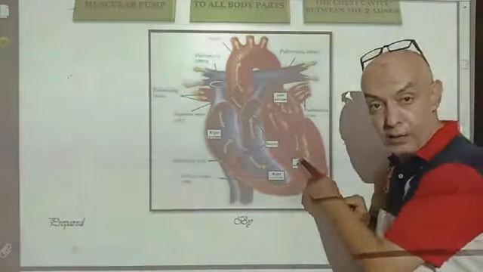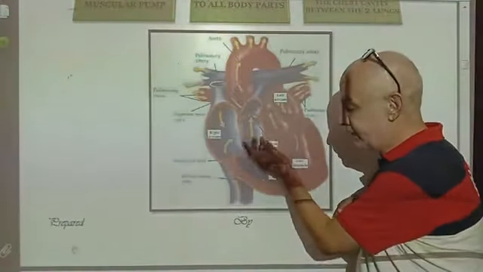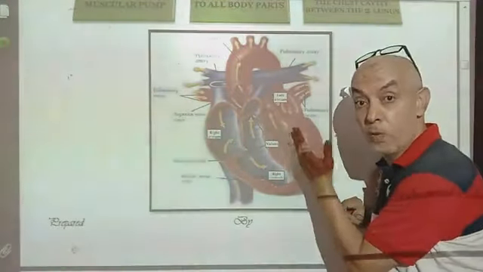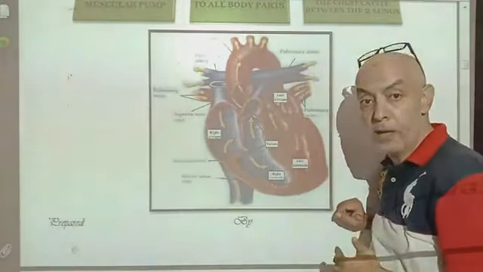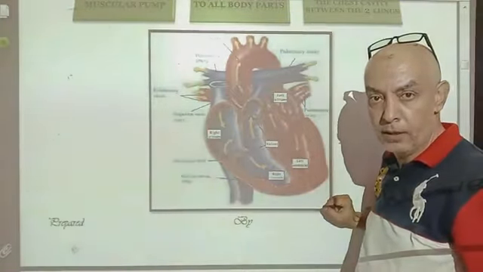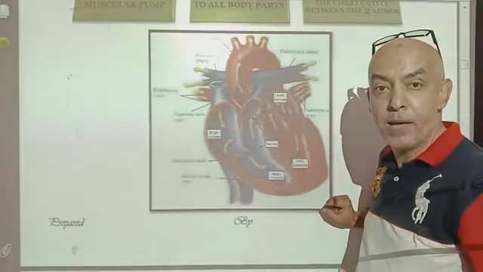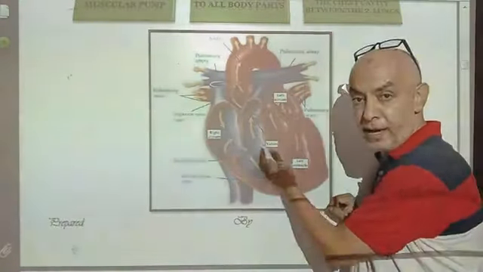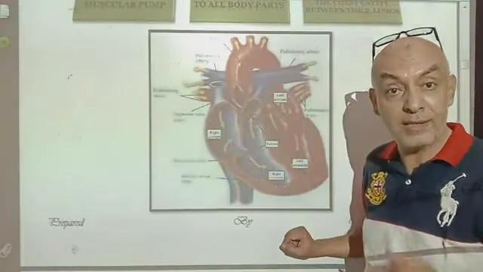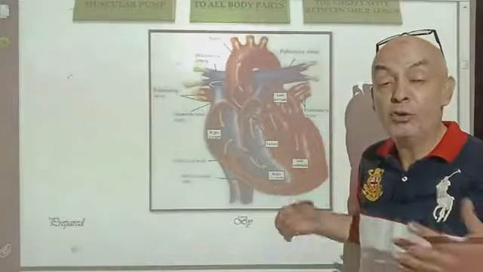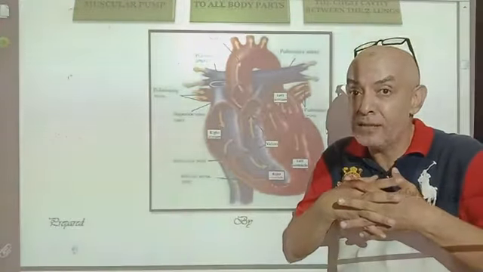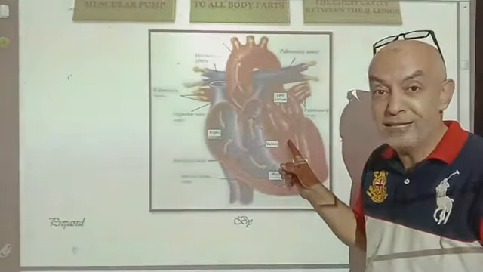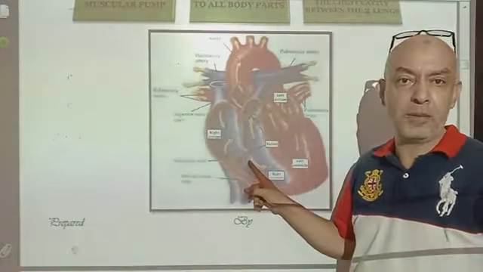If you look here, between the right side and left side, you can find a muscular wall called septum. Why? To prevent the blood from mixing together, so that the oxygenated blood doesn't mix with deoxygenated blood.